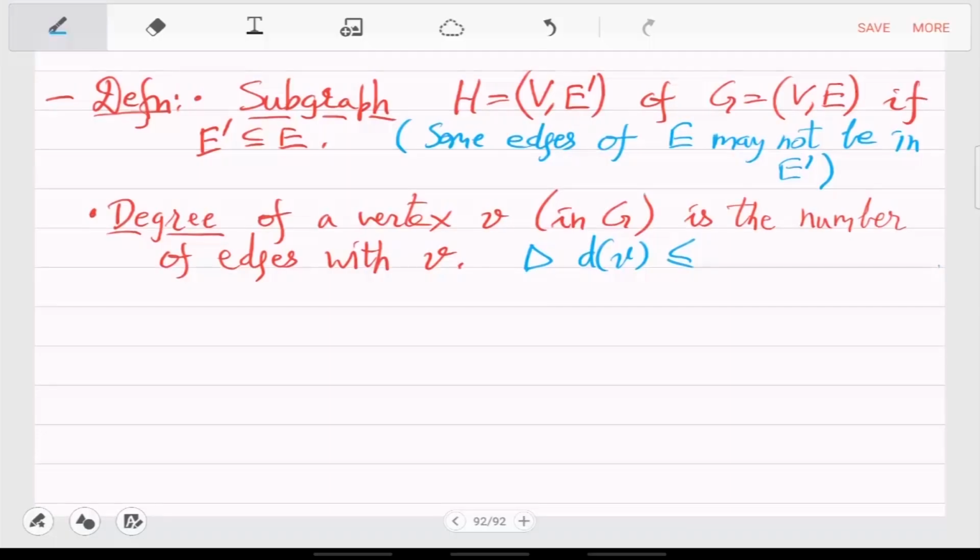What do you know about the degree? Degree of V is less than or equal to what? Yeah, we also assume there are no self loops, so there are only V minus 1 possibilities. And obviously it is a number, so 0 is less than or equal to the degree, which is less than or equal to V minus 1.